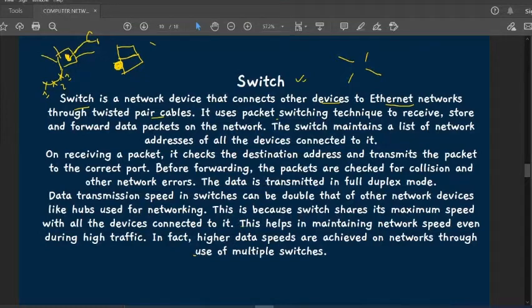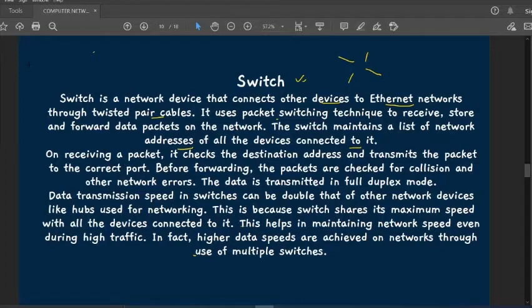The router is actually focusing on the address part, but the switch doesn't bother about it. It simply transfers the data to all the systems, all the devices. It doesn't bother about which address it wants to go to. The switch maintains a list of network addresses of all the devices connected to it. It actually has the network addresses, but it doesn't consider that. On receiving a packet, it checks the destination address and transmits the packet to the correct port.